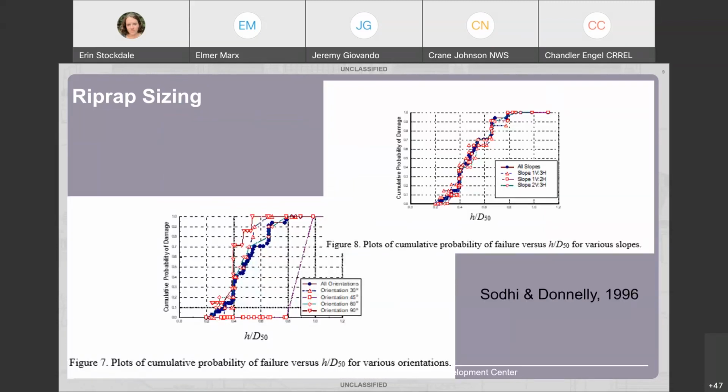What it includes, though, is the criteria for riprap sizing. Now, I pulled these out, and these figures aren't probably very readable in this situation, but the main point here is that the cumulative probability of failure is based on the ratio of the ice thickness to your median diameter, okay? Each slope has a curve associated with it, and as you can see, they're all fairly close, but essentially this gives you the probability of failure given an assumed ice thickness, and you can actually back into what diameter of stone you would need.